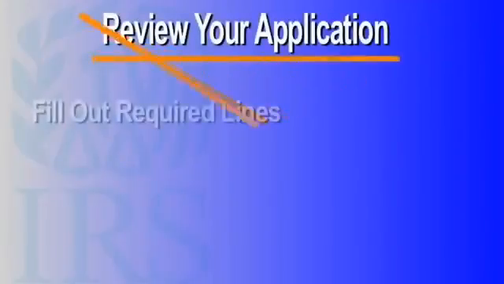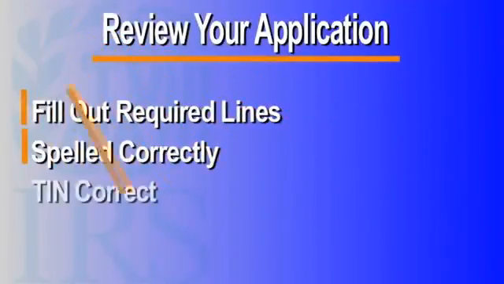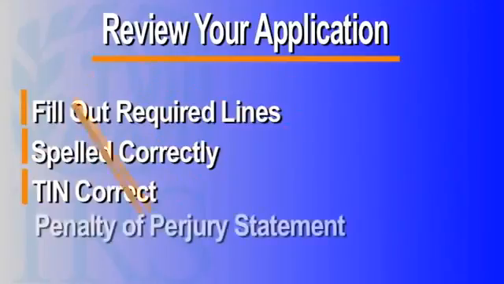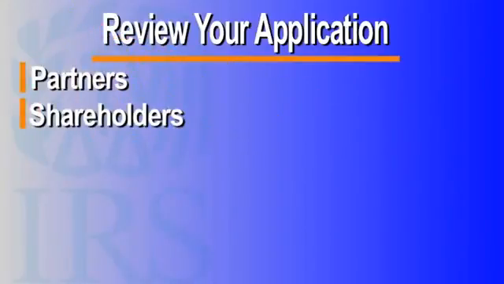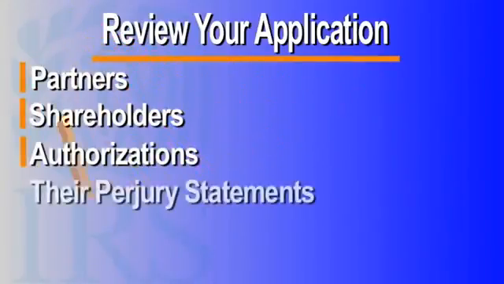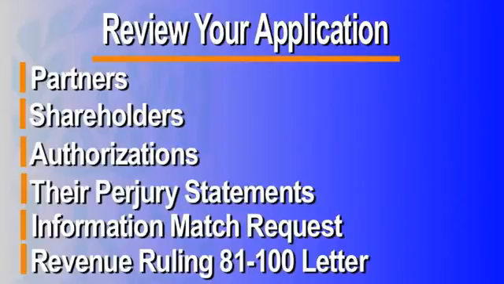Did you fill out all the required lines? Is everything spelled correctly? Is the TIN correct? Did you include the required penalty of perjury statement? Did you include your list of partners, shareholders, etc., authorizations, and their perjury statements if needed? Does all the information match the request on all pages of Form 8802? For instance, does the Revenue Ruling 81-100 letter you are including with your request belong to that entity?